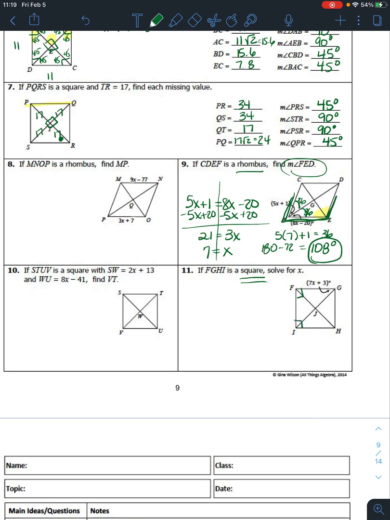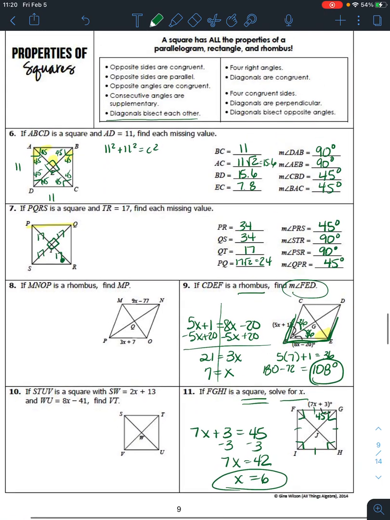And then 11. 11 is a square. As soon as I see that, I would go in and mark those things that you've always known about squares, right angles, and the sides congruent. Then remember the diagonals bisect the angles. That's one of the important things about that rhombus, which a square is a rhombus. So if they have been bisected, then I know that angle is 45, because 90 divided by 2 is 45. So to set this up, 7x plus 3 is equal to 45. So I subtract 3 from both sides. I get 7x is equal to 42, and x is equal to 6. I asked for x, and I have x.